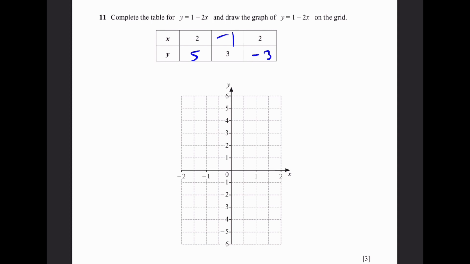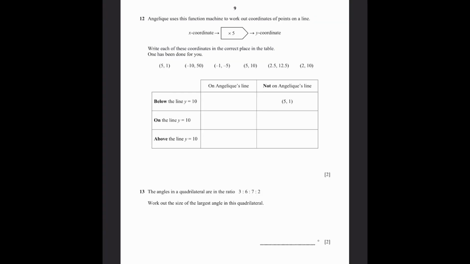Now we can draw the graph. x is minus 2, y is 5. x is minus 1, y is 3. x is 2, y is minus 3. Now we have all 3 points. We can connect the dots, forming a line. And let me just adjust this a bit. In reality, you have to use a ruler, but since I don't have a ruler here, I'm using a line tool. But well, you have to use a ruler and connect the dots properly. That's the answer.